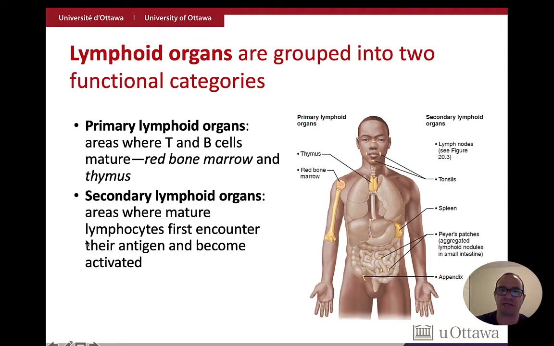And then you have the secondary lymphoid organs. And this is where most of the action that we're going to be concerned with is happening. So this is where mature lymphocytes, what is a lymphocyte? It's a B or a T cell. This is where you're first going to encounter an antigen and become activated. So what does that mean? This means that this is where mature B or T cells first encounter antigen, so bacteria, viruses, cancer cells, these types of things, and they become activated, okay? And they become activated, and then they work with macrophages and dendritic cells to get rid of those things that you don't want in your blood.